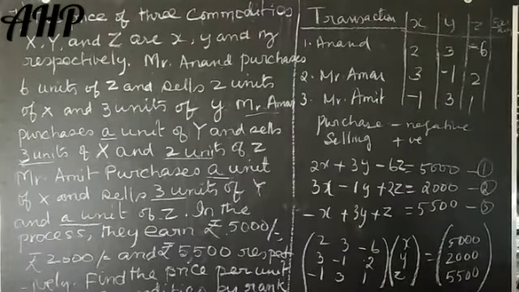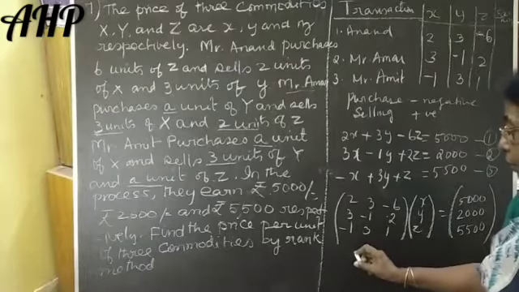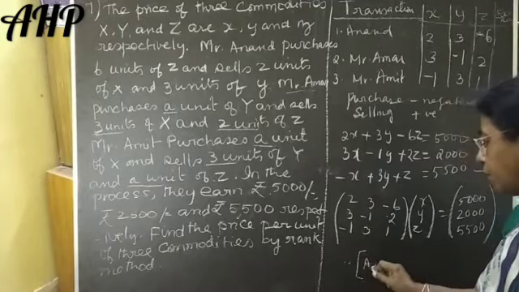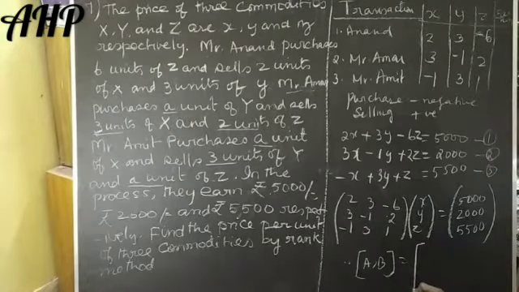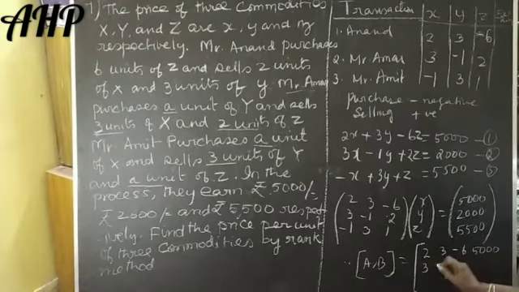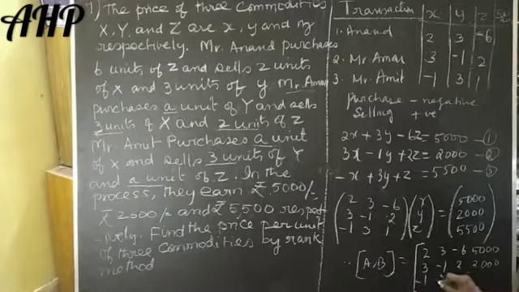Next we will be writing this in augmented matrix form to find out the rank. Therefore, the augmented matrix AB is equal to [2, 3, -6 | 5,000], [3, -1, 2 | 2,000], [-1, 3, 1 | 5,500].